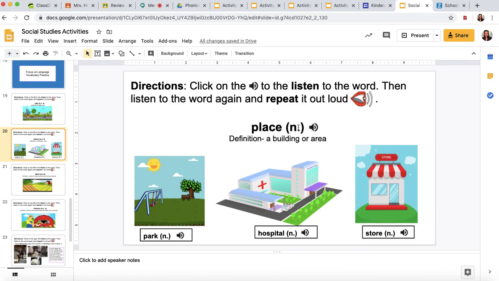Place is a noun. Nouns are people, places, and things. So here we have an example of a park. That's a place. A hospital is a place. And a store is a place.